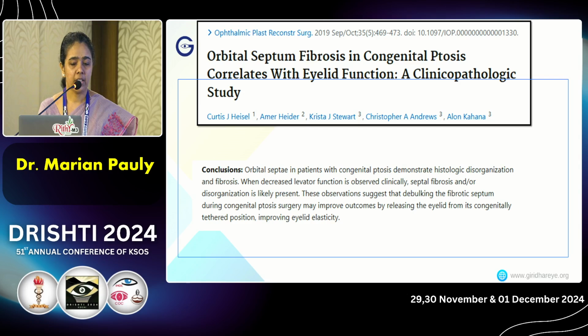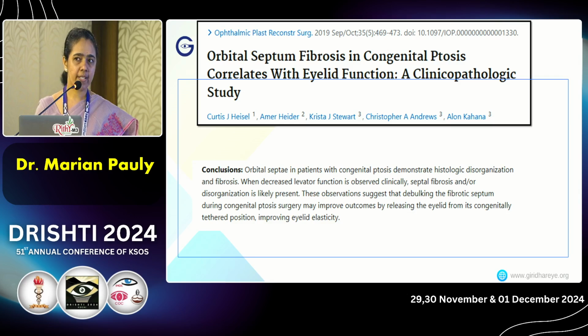So now the third thing, this is also something new which we are doing now. There is an article published in 2019 in OPRS, orbital septum fibrosis in congenital ptosis correlates with eyelid function, a clinical pathologic study. Here what they have studied is that the laxity of the lid is reduced because of the fibrosis of the orbital septum. So in all the congenital ptosis surgeries, you know the pathology. I am excising. Usually we open the septum and do the levator resection.